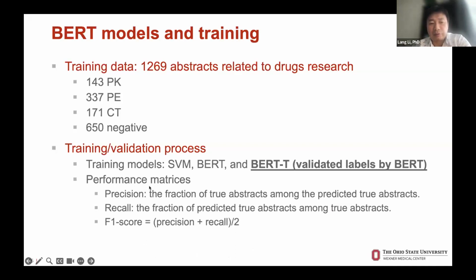In terms of performance metrics, we're talking about precision, recall, and F1 score. The precision is the fraction of true abstracts among the predicted true abstracts. The recall is the fraction of predicted true abstracts among true abstracts. Those are the two major metrics to measure the performance of machine learning models typically. And F1 score is typically the average of those two numbers.